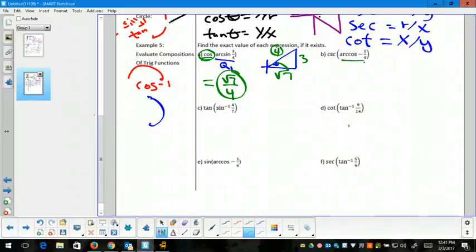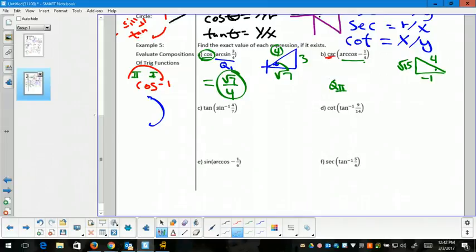Arc cosine of negative 1/4. What quadrant am I in if it's a negative ratio? For cosine, it's either 1 or 2, so I'm in quadrant 2. So I'm going to draw my triangle in quadrant 2. There's my theta. Cosine is adjacent over hypotenuse. And I can do Pythagorean's theorem again. 16 minus 1 is 15, so this is the square root of 15.